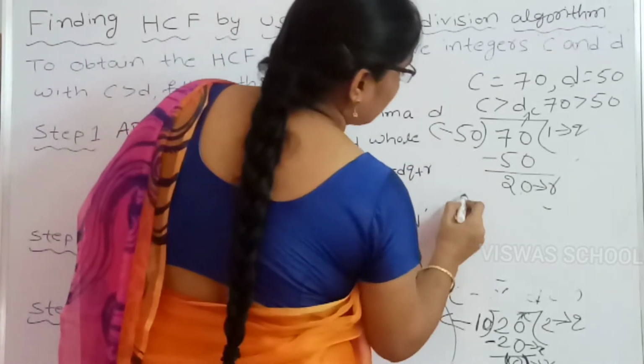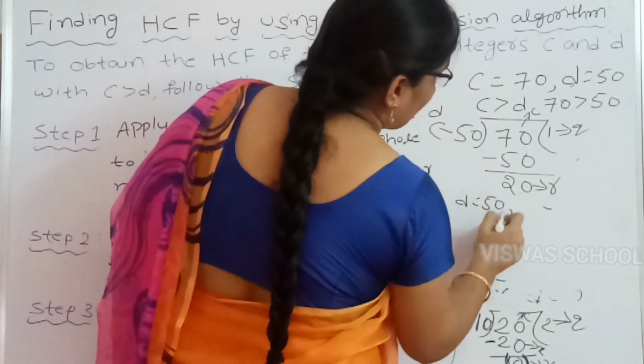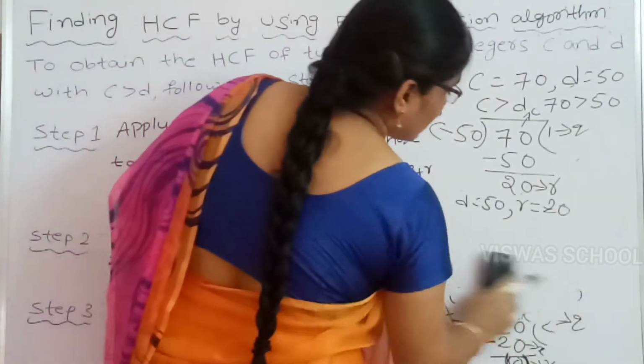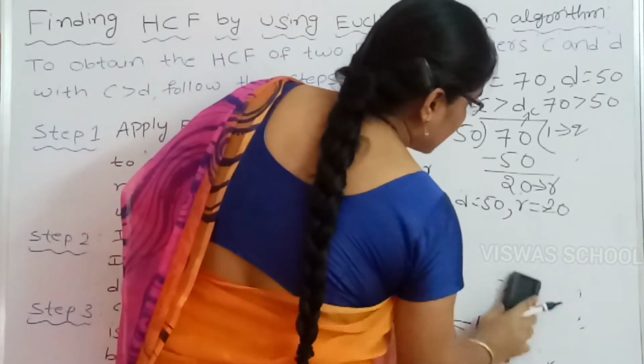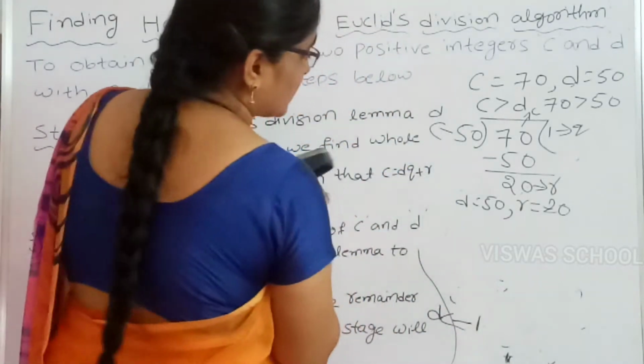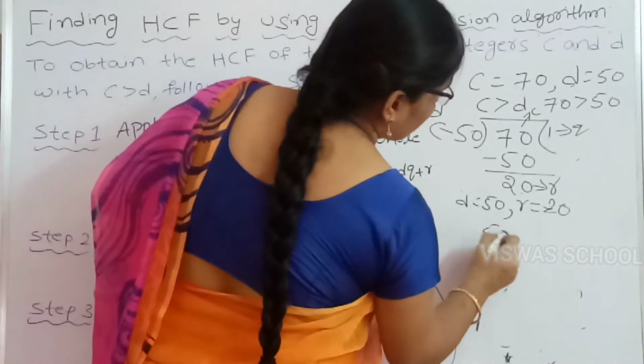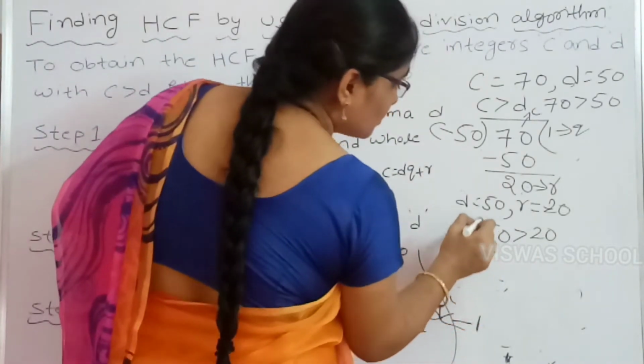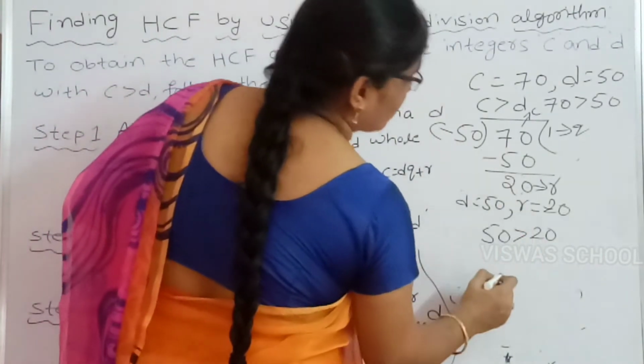D is 50 and R is 20. Now here 50 is greater than 20. Now we have to divide 50 with 20.